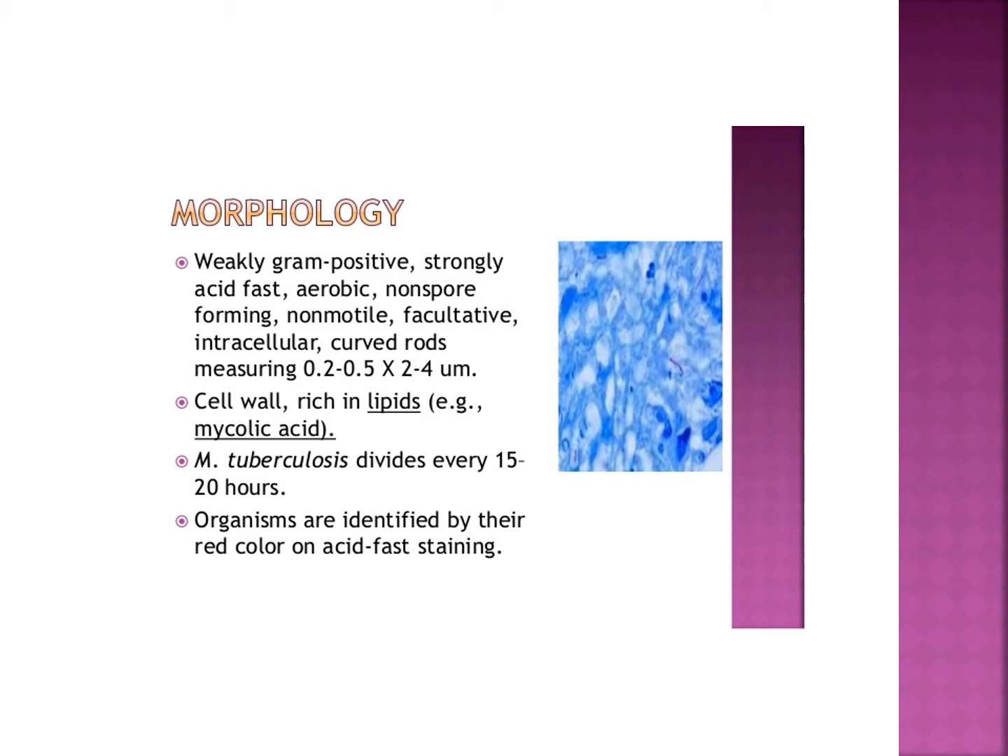By character it divides every 15 to 20 hours. It's a long time, so it stays for a longer period of time and is resistant to treatment. It is usually identified on staining, because it is acid-fast, so the organisms are identified by their red color on acid-fast staining.